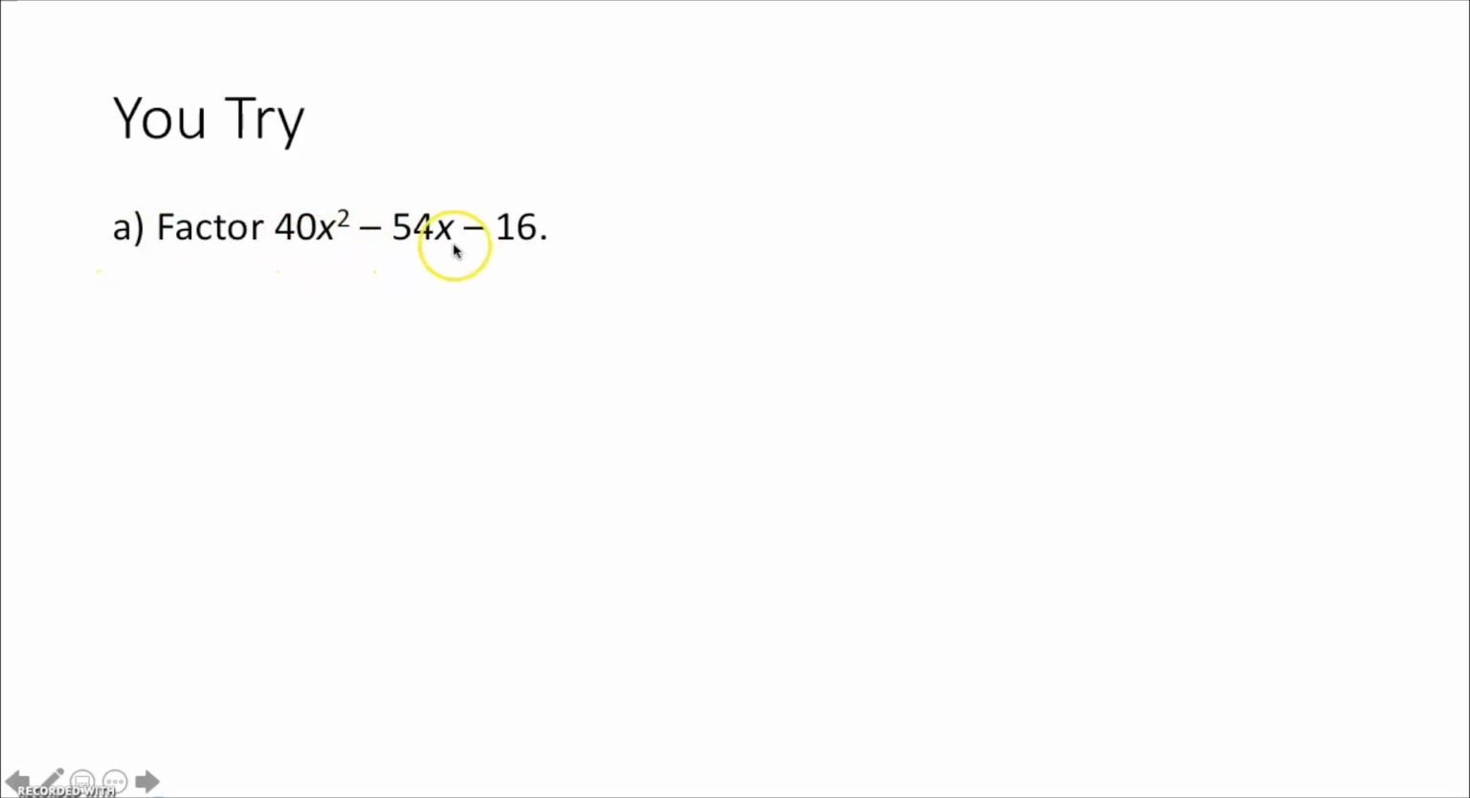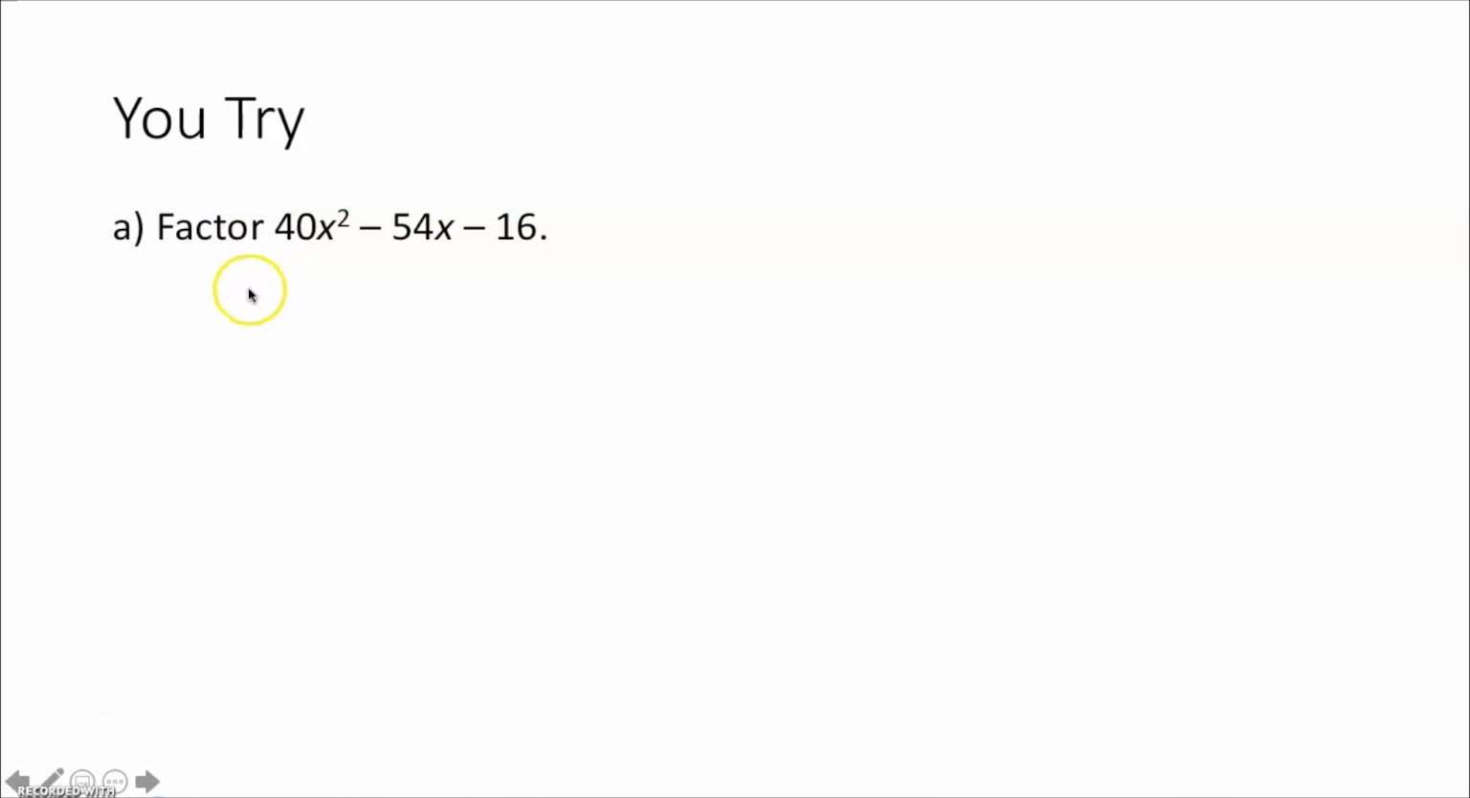Well, yeah, it looks like each of these terms is divisible by 2, so we can take out a 2. Is there an x we can take out? No, this term doesn't have an x, so we can't take that out. So we write 2 on the outside of a set of parentheses. On the inside of those parentheses, we put each of these terms divided by 2.